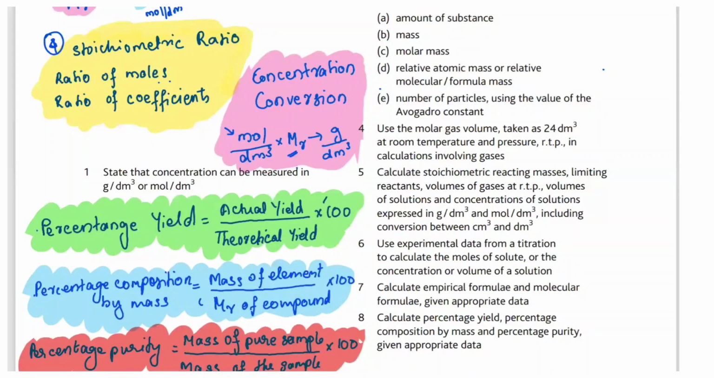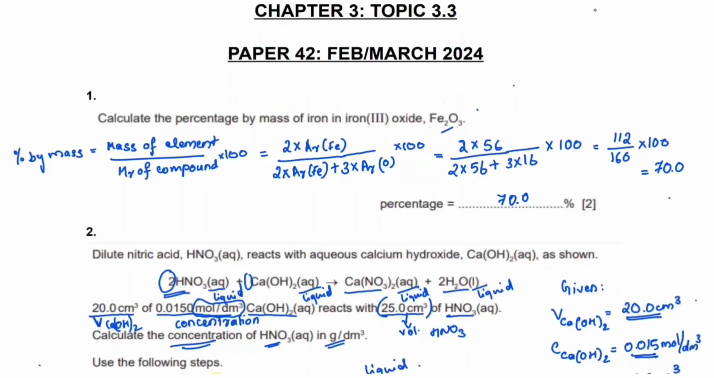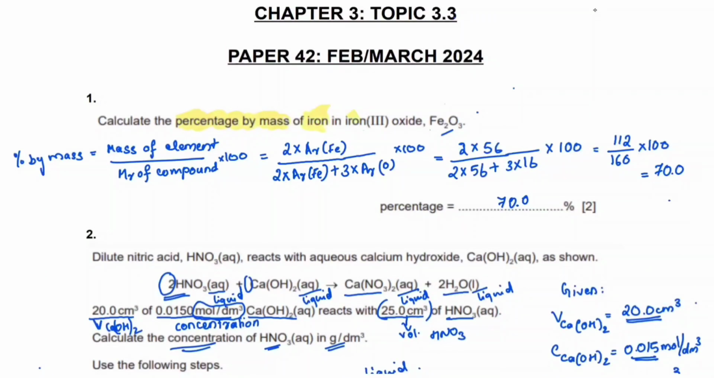So let's start with the first past paper, which is paper 4.2 from Feb March 2024. The first question over here is to calculate the percentage by mass of iron in iron 3 oxide, that is Fe2O3. We have already seen the equation for percentage by mass.